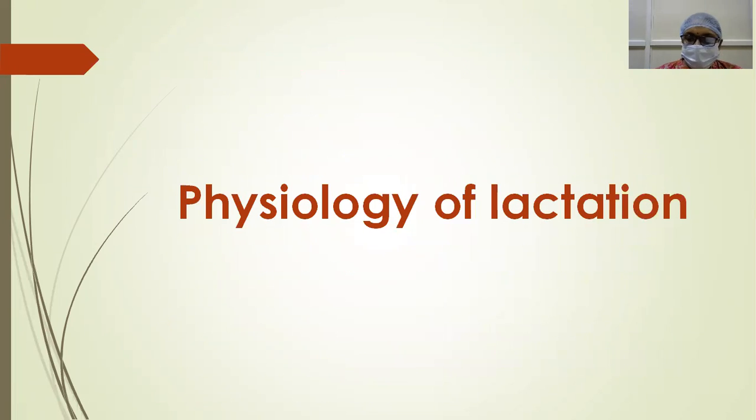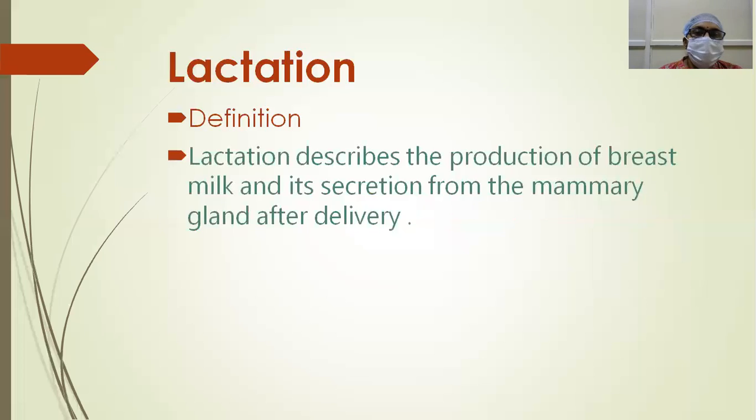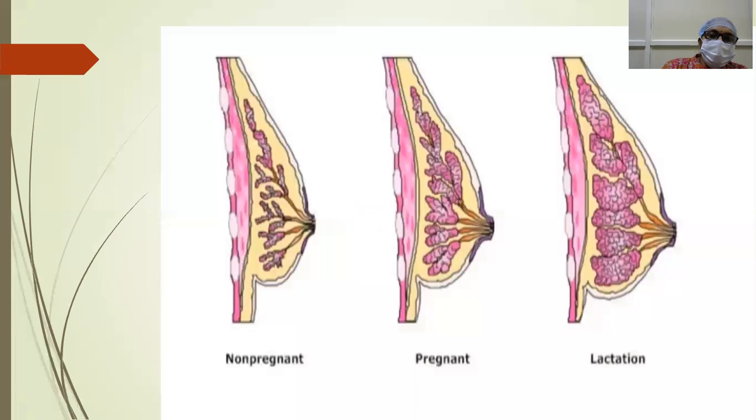Now we'll go through the physiology of lactation. So what is lactation? Lactation describes the production of breast milk and its secretion from the mammary gland after delivery. So that is the definition of lactation. This is how a non-pregnant, pregnant and a lactating breast looks.